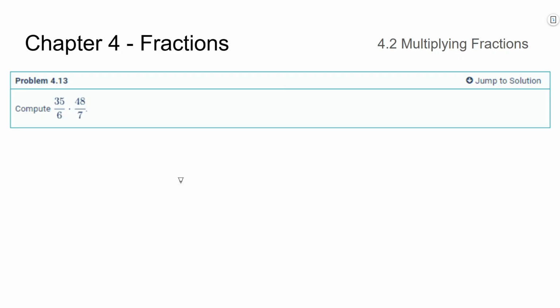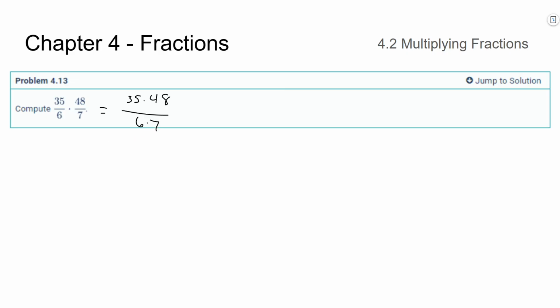All right, so now knowing that, we can use that rule going forward to make these problems a little bit easier. So 4.13, we have these 2 fractions. It's going to end up becoming 35 times 48 over 6 times 7.